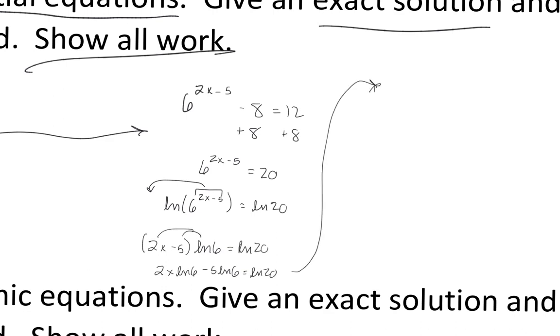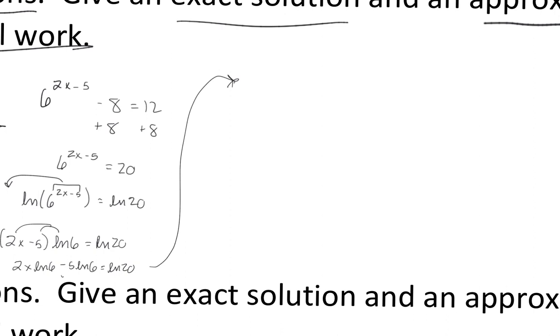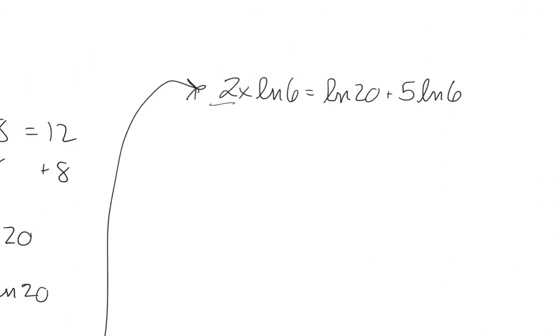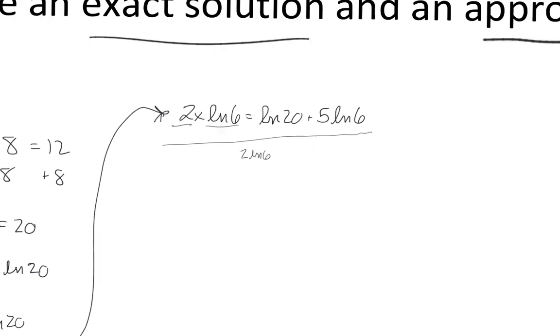Now continuing up here, I'm going to add 5 natural log of 6 to both sides, so that I have 2x natural log 6 being equal to natural log 20 plus 5 natural log 6. And then the last thing is that x is being multiplied by 2 and also natural log of 6, both of which are just numbers. So I'm going to divide everything by 2 natural log 6.